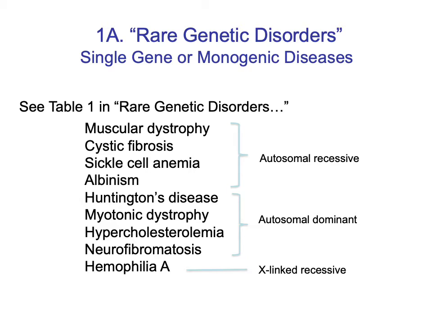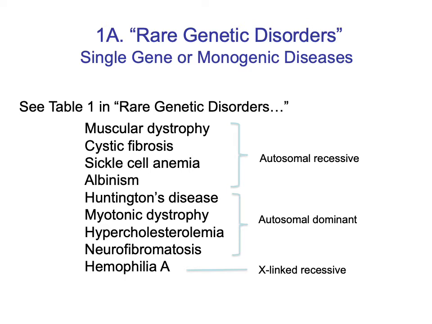Muscular dystrophy and cystic fibrosis are examples of autosomal recessive disorders, where again, there's just a single gene that is mutated that gives rise to those diseases. Autosomal dominant disorders would include Huntington's disease, myotonic dystrophy, hypercholesterolemia. There are also X-linked diseases like hemophilia. And that would be an X-linked recessive disease, and there are some X-linked dominant diseases as well.